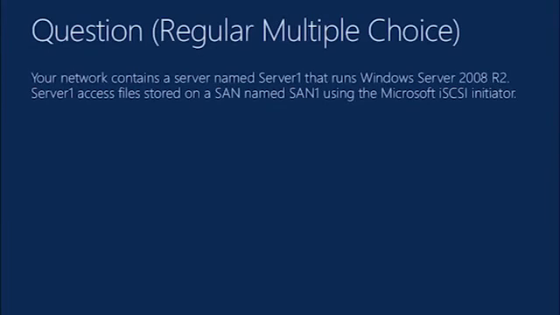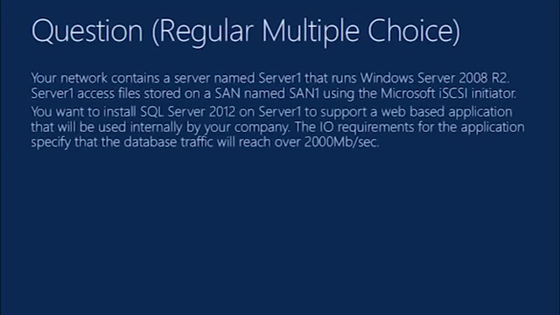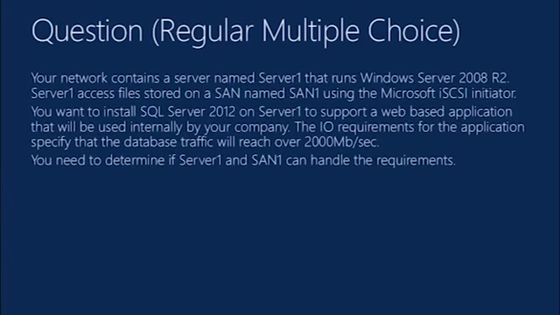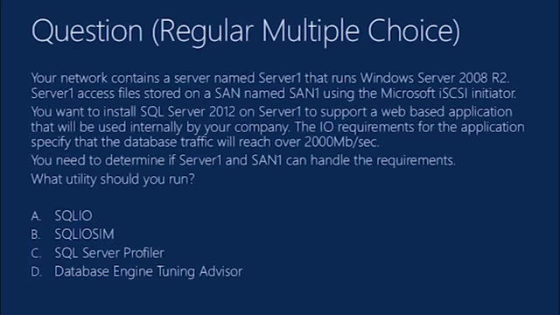Okay, here we go. As it turns out, your network contains a server named Server 1 that runs Windows Server 2008 R2. They should really upgrade that. Yeah, it should be 2012. Server 1 accesses files stored on a SAN named SAN1 using the Microsoft iSCSI initiator. You want to install SQL Server 2012 on Server 1 to support a web-based application that's going to be used internally by your company. The I/O requirements for the application specify the database will reach over 2,000 megabits per second. You need to determine if Server 1 and SAN1 can handle these requirements. Which utility should you run?